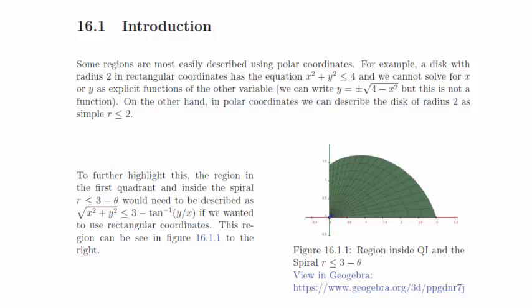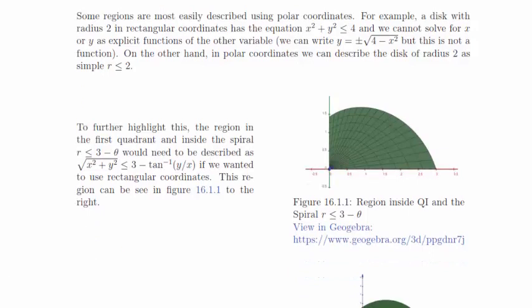We can highlight this even more because there are even more complicated regions that are definitely more easily described using polar coordinates. So to further highlight this, the region in the first quadrant and inside the spiral r is less than or equal to 3 minus theta. If we were to do that in rectangular coordinates, we would need to describe it as the square root of x squared plus y squared is less than or equal to 3 minus the tangent inverse of y over x, if you wanted to use rectangular coordinates. This region can be seen here in figure 16.1.1.